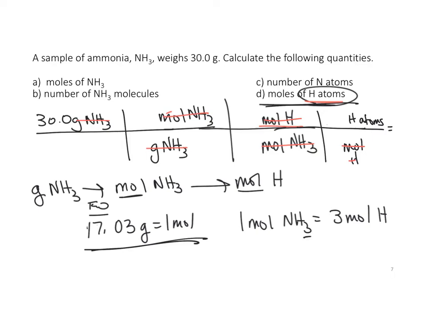All right, so now you want to put in your numbers. Right here, 17.03 grams per 1 mole. For 1 mole of ammonia, we have 3 moles of hydrogen. And for 1 mole of hydrogen, we have 6.022 times 10 to the 23rd atoms. 30 divided by 17.03 times 3 times 6.022 E 23. And 3.18 times 10 to the 24th hydrogen atoms is correct.